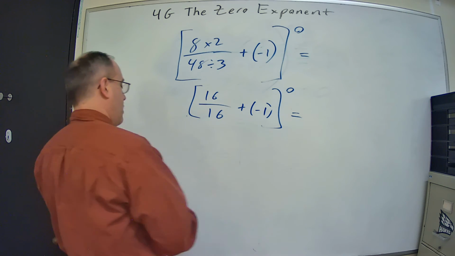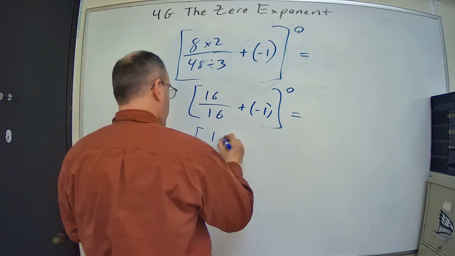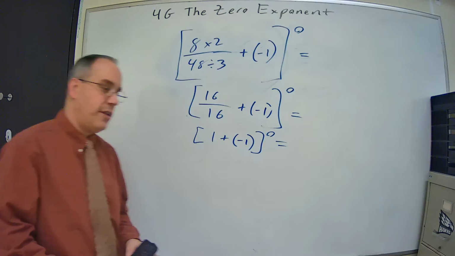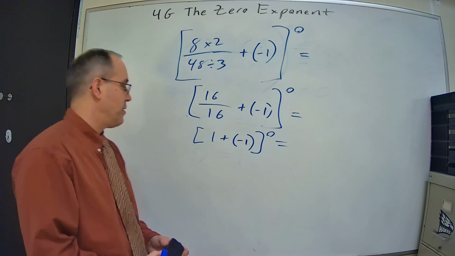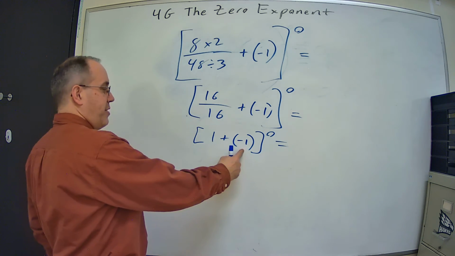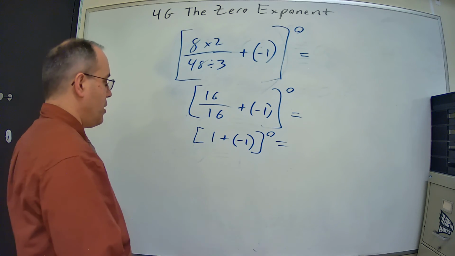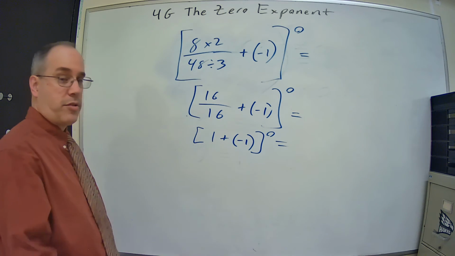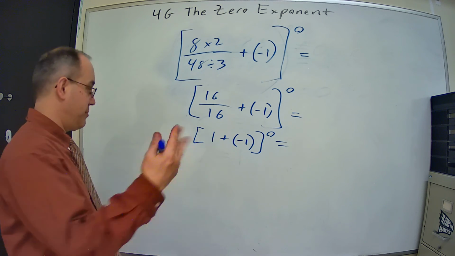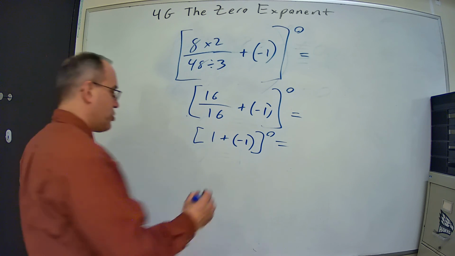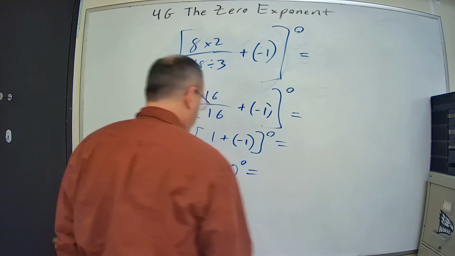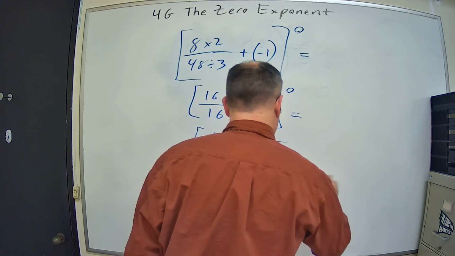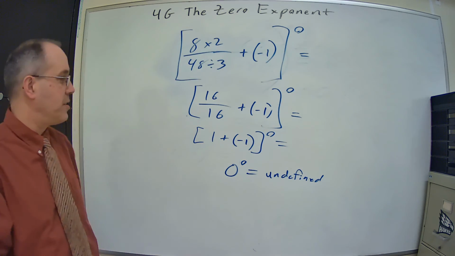That's a square bracket that did not come out square. So that's 1 plus -1 raised to the 0th power. If you add a number and its additive inverse, you get 0. But if we just look at that and go, okay, well 1 plus -1, the signs are different, so we're going to subtract. 1 minus 1 is 0. Sign would be negative, but 0 is 0, so we end up with 0 to the 0th power, undefined. By definition, 0 to the 0th power is undefined.